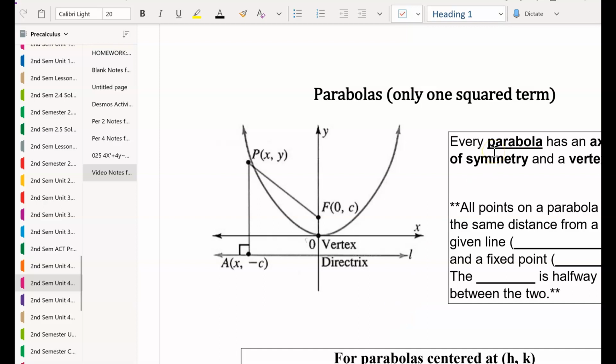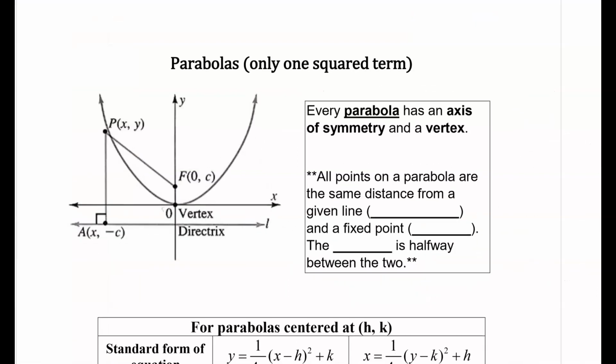Good morning, Precalculus scholars. We are continuing with our Conic unit, and I just want you to know I appreciate all the hard work you guys have been doing. Overall I've been very pleased with how you guys have stepped up with what we've been doing.